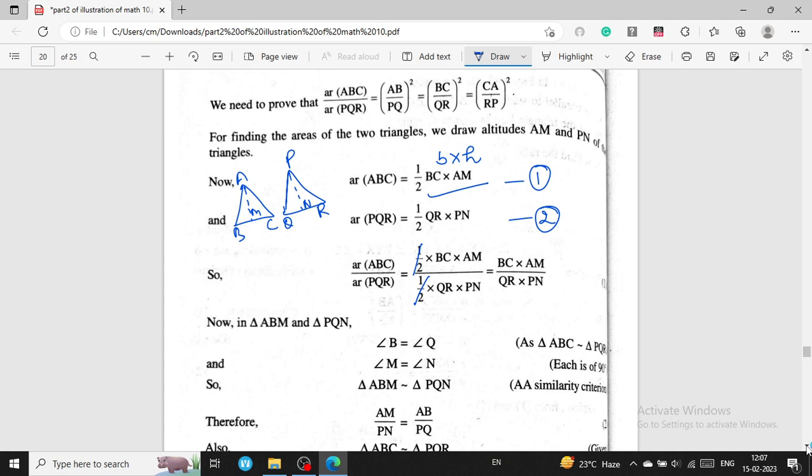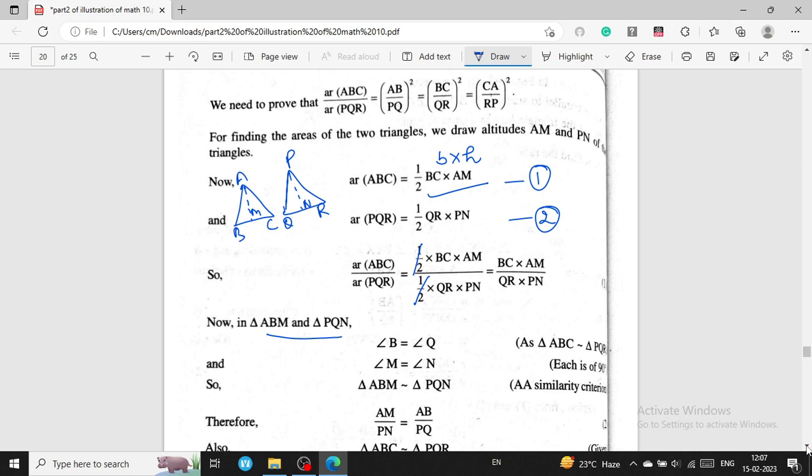Now you can take from triangle ABC one triangle AMB, and from the other triangle we take PNQ. We have to prove that both are similar. How to prove it?